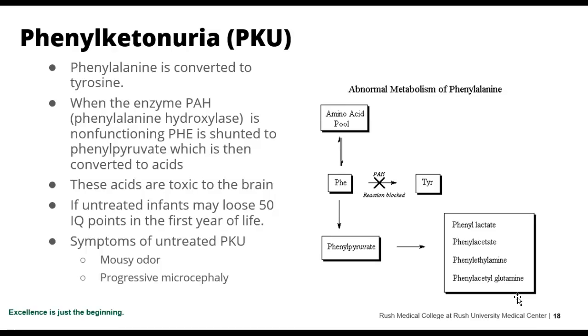If untreated, infants with PKU can lose 50 IQ points in the first year of life because of this chronic damage of the brain by the elevated phenylalanine and phenylpyruvates. Symptoms of untreated PKU include a mousy odor and a progressive microcephaly. Again, we're losing brain cells.